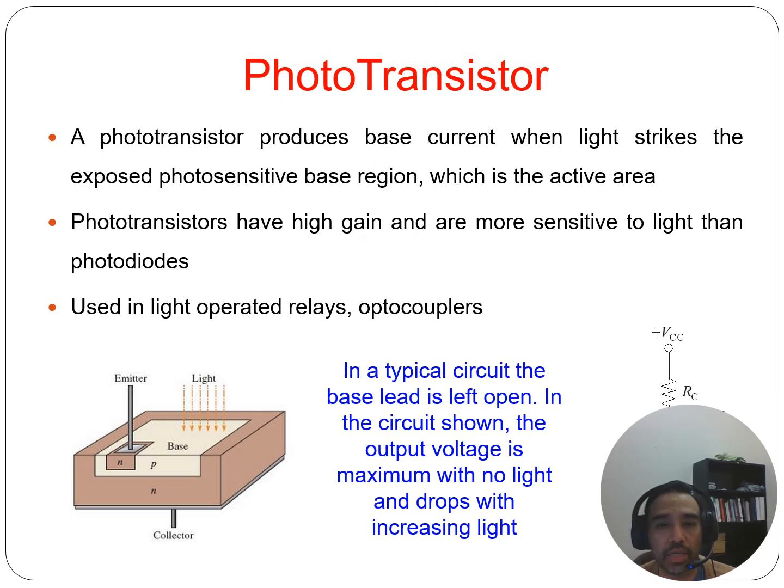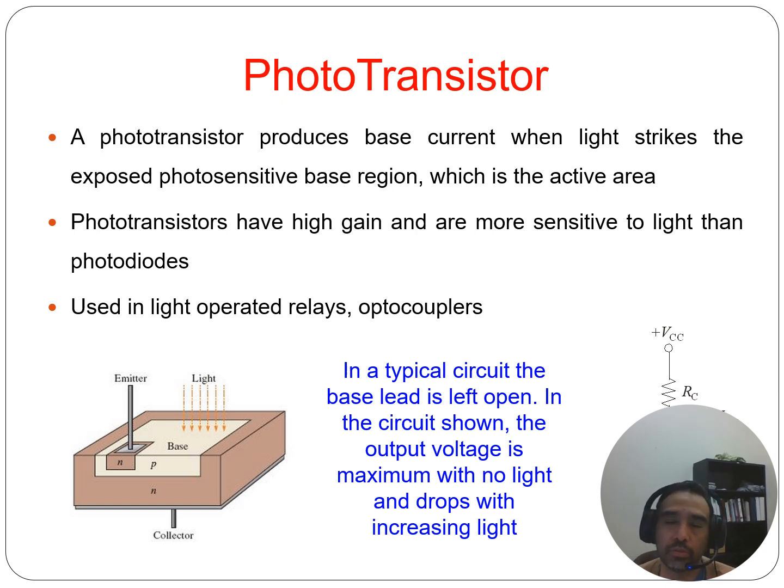All right, the last slide we're going to talk about is phototransistors. We talked about photodiodes, if you remember that, a special kind of diode. Phototransistors are basically the same thing. When light hits the photosensitive base of the phototransistor, it creates a small base current. So it's highly sensitive. Phototransistors are very good at detecting light. They have a high gain, which means they can amplify the smallest current caused by light.